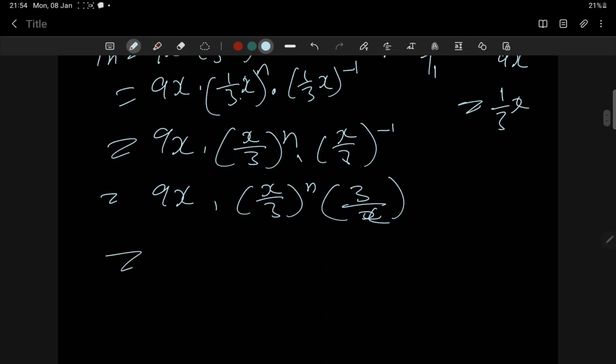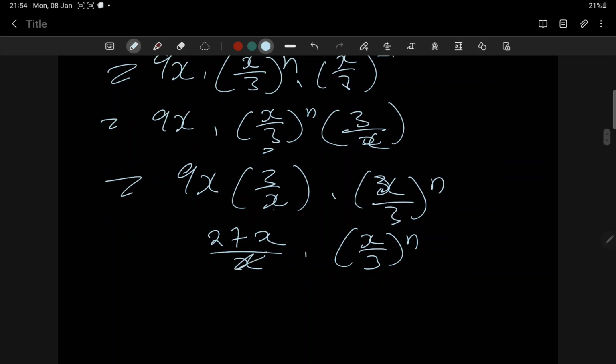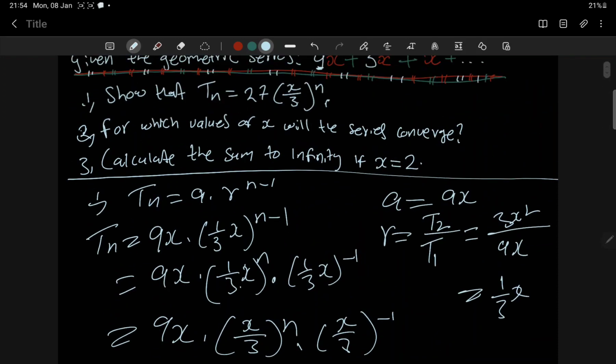Then we simplify. Let's rewrite so that it can be clear. 3 over x, times x over 3 to the n. When you simplify, this is 9 times 3, that is 27, and x over x times x over 3 to the n. Then what's left is 27, x over 3 to the n. This is our Tn.